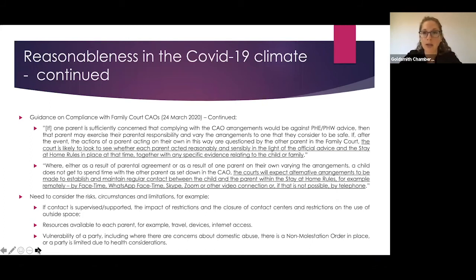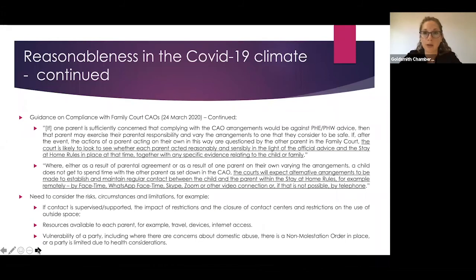And where parties are looking at the viability of alternative contact methods, and certainly the reasonableness of those methods, the court may well be looking at the very nature of the contact which the parties are seeking to find alternative measures for. Certainly if contact under the child arrangements order was meant to be supervised or supported, there has to be consideration of how much that can be facilitated over video contact and how safely that can be facilitated over video contact.